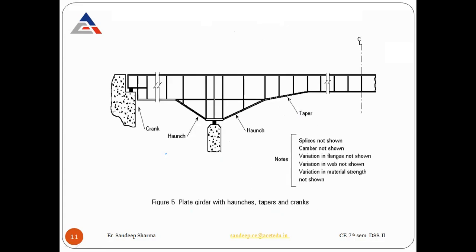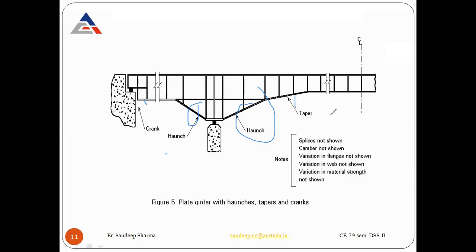Yes, here you can see this picture, the plate girder with haunches. This kind of haunch we can use above the plate girder. So these are the haunches, and this is the tapered kind. In most hilly areas, between two spans, you can see this kind of plate girder that we can use to maintain the height of the bridge. And this is the crank there.